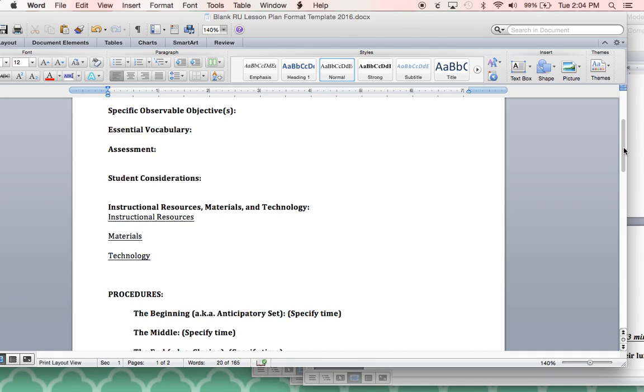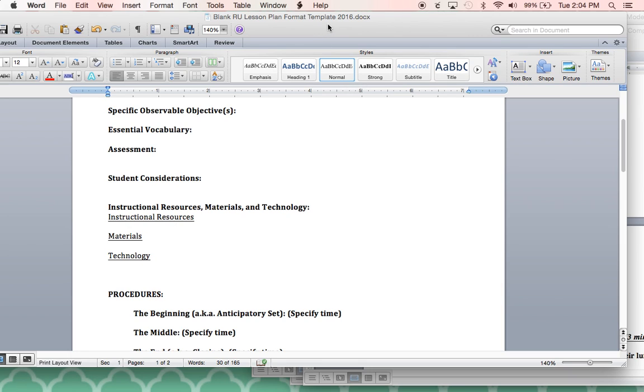Technology is what you use during your lesson plan, such as the computer, if you go onto YouTube, if you use the DocCam to show your work, or the Elmo, or if you have a smartboard lesson, that all goes under the technology portion. Each of these 3 components are completed separately, so make sure when you're writing whatever you're having in your instructional resources, you put it under instructional resources and keep materials and technology separated.